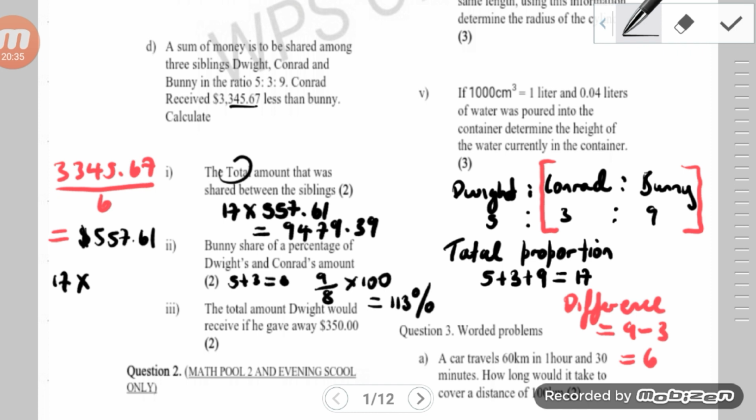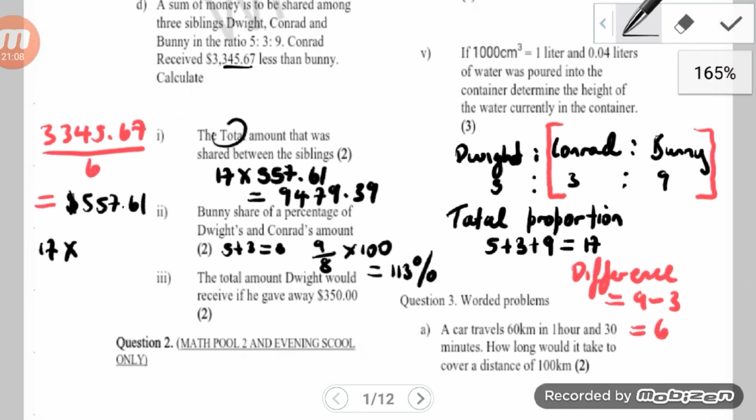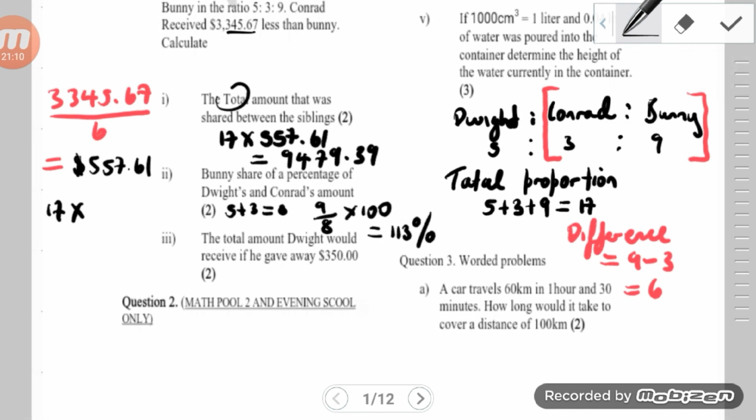Now, an alternative is to find out how much money Dwight received, find out how much money Conrad received, add them together, then find out how much money Bunny received, and divide both numbers. You'll find that the answer is still 113%. So definitely make certain that you attempt this to see if you're getting the same result.